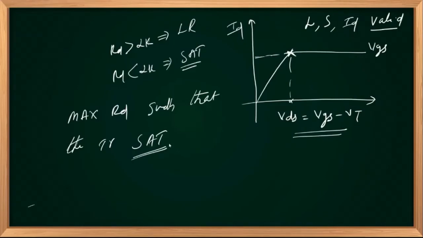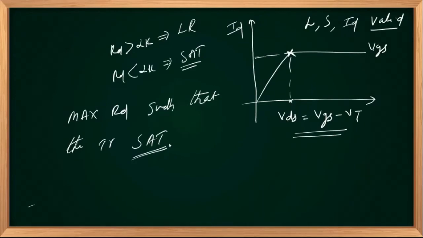Anybody? Maximum value of RD such that the transistor remains in saturation. Quickly. Last problem. Transition point, you got it as 2K. Right, Donia says 2K, very good, Surendra, very good.